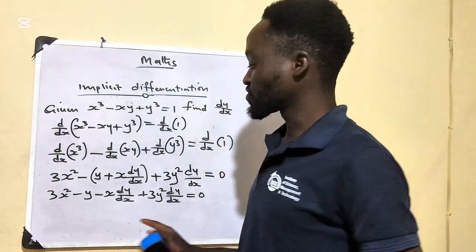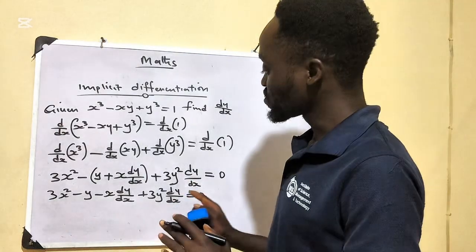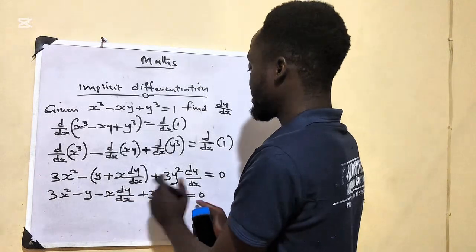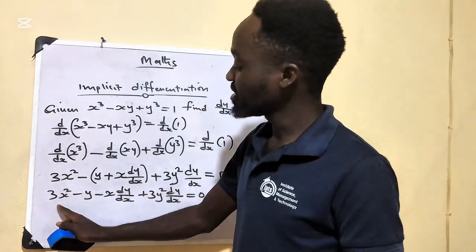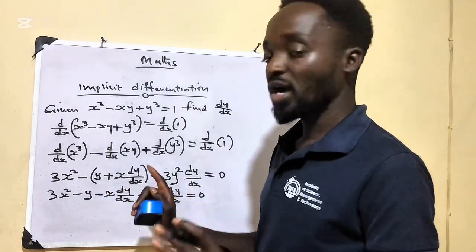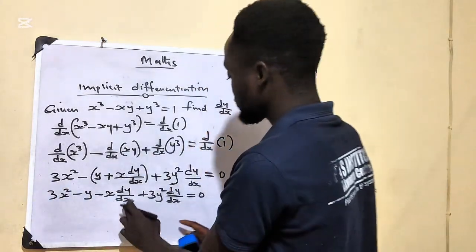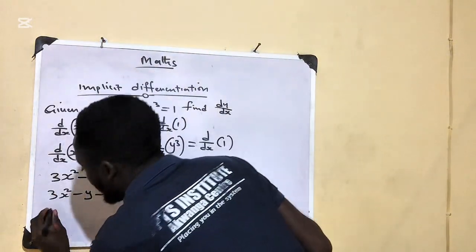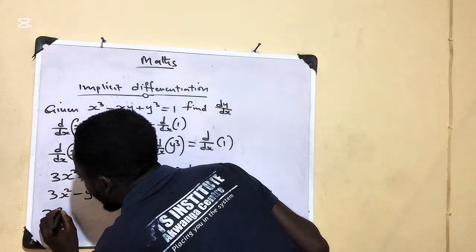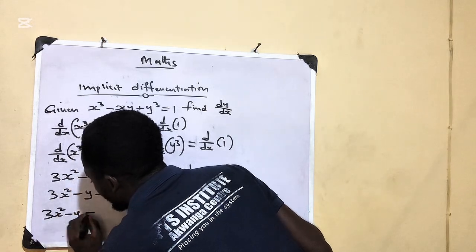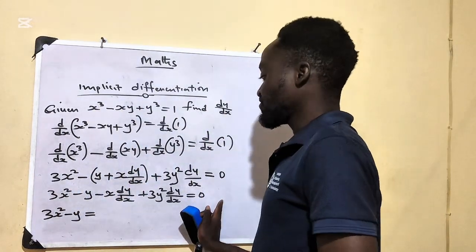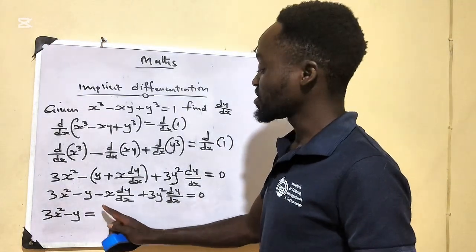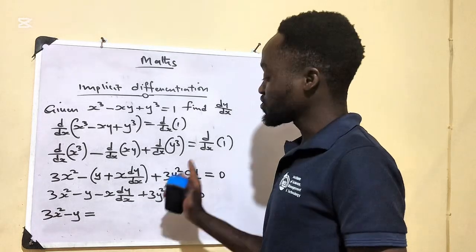So what I'm going to do next is to collect like terms, in such a way that those terms that don't have dy/dx, I'll put them on one side, while those that have dy/dx, I'll put them on the other side. So you can see we have 3x squared minus y. They do not have the dy/dx, so we are going to leave this one here, while these ones that have dy/dx, we will carry to the other side of the equation. So now if I do that, I'm going to have 3x squared minus y will be equal to, so if I carry this one to the other side of the equation, remember anytime you're carrying a number or letter to the other side of the equation, the sign is going to change. If it is plus, it's going to become minus, but now that it's minus, by the time it comes here, it's going to become positive.